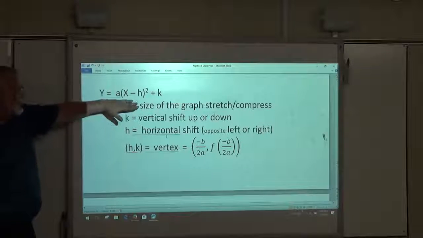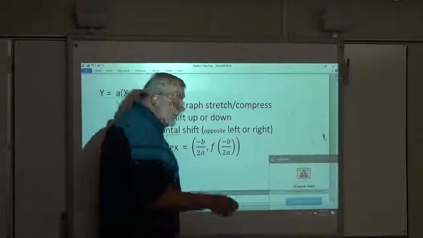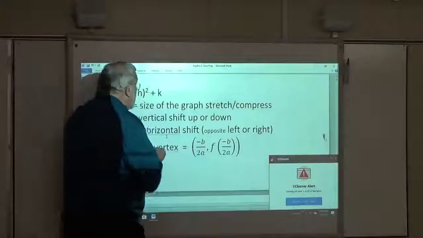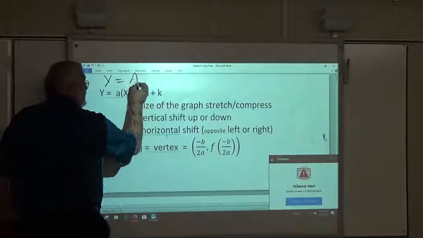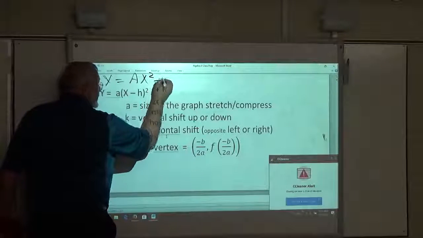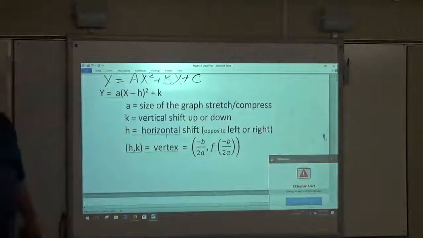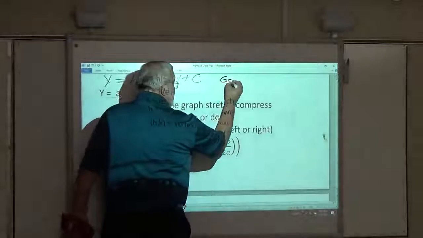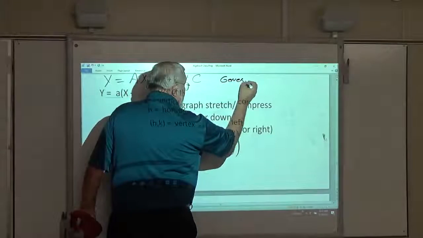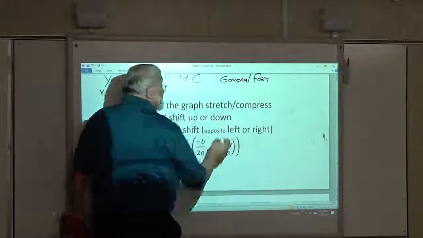All right, now that's a presentation of the vertex form of a parabola. Now, what have we been using? That's what we've been using, right? Yes. It's called the general form.